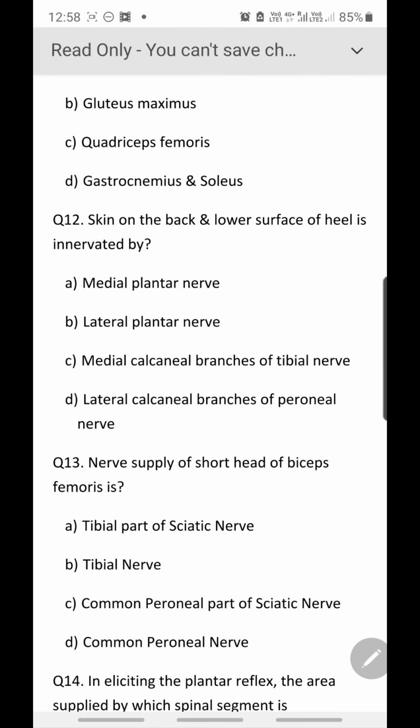Skin on the back and lower surface of the heel is innervated by medial plantar nerve, lateral plantar nerve, medial calcaneal branch of the tibial nerve, lateral calcaneal branch of peroneal nerve. Answer is medial calcaneal branch of the tibial nerve.